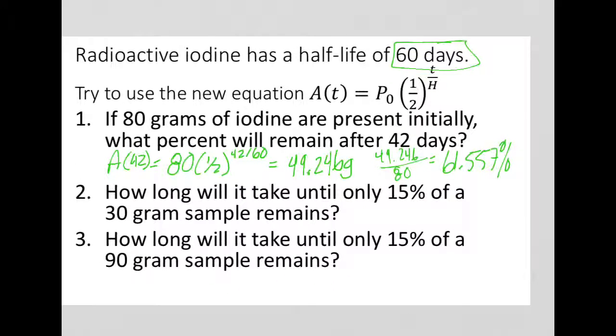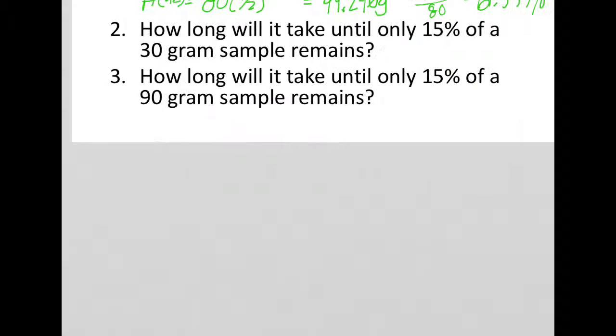So question number 2, how long will it take until only 15% of a 30-gram sample remains? Well, let's think about what equation we're going to set up. We want 15% to remain, so we're going to say 0.15 equals 1/2 to the power of our time, whatever it may be, that's what we're trying to find, divided by the half-life, which is 60. And so to get that t down, we need to use logs.